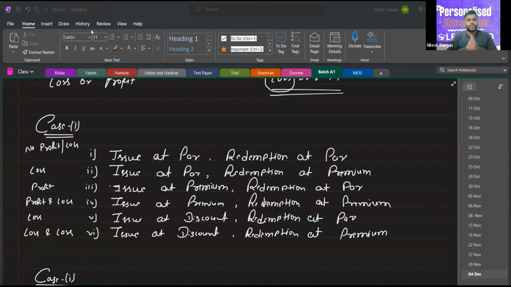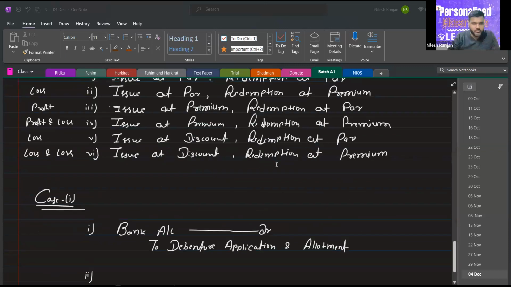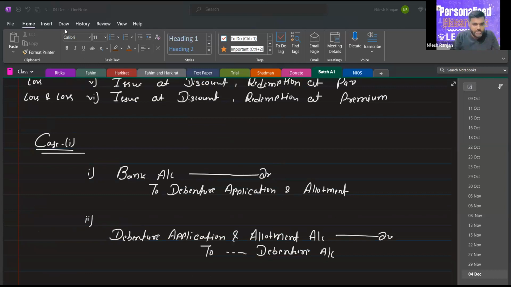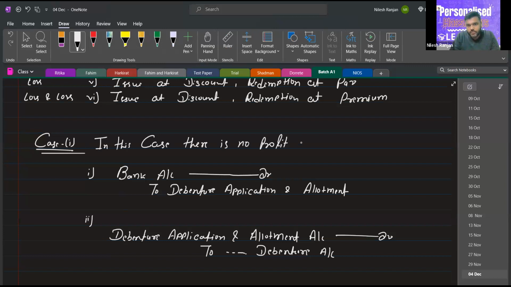Okay, so here the first is issue at par and redemption at par. In this case, there is no profit or loss at the time of issue or redemption. These are the journal entries for the first case. When we issue our debenture, we receive money first: bank account debit to debenture application and allotment account. And the second is transfer to debenture account.